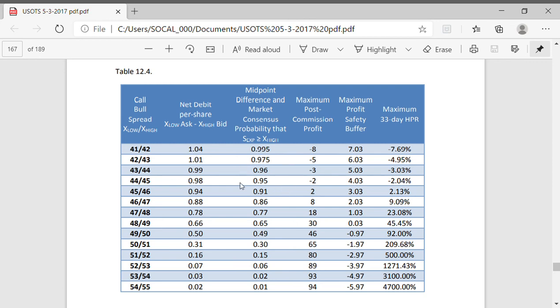So the neat thing about this is it allows you to have some insight into clients' tolerance for risk.